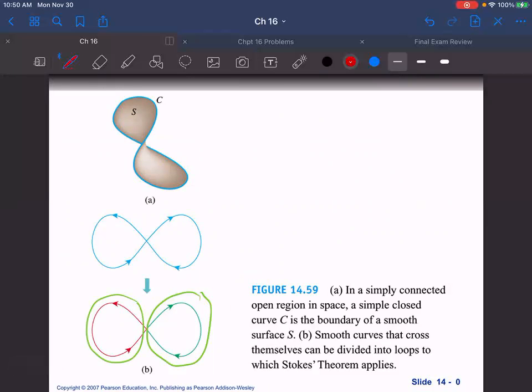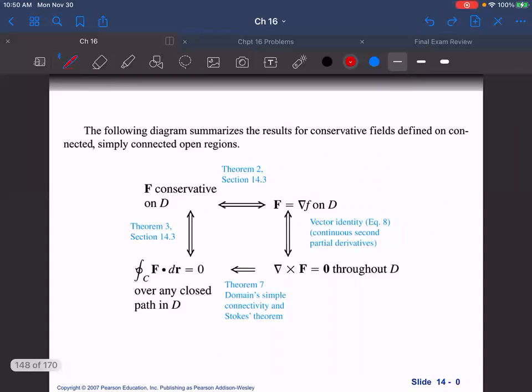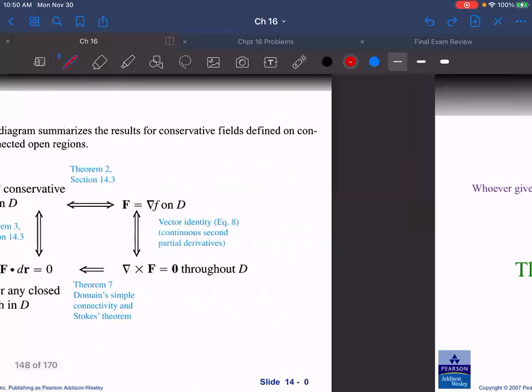Here, simply connected versus not simply connected: what we can do is split it into two whenever it's crisscrossing like that. You could do this side and then this side and add the results together. You can just divide it into loops and apply Stokes' theorem there. Here is a diagram summarizing the results that we got for conservative fields. You can look and it tells you where we got those results. It's just a little summary of what implies what.